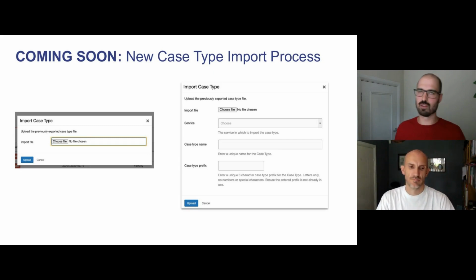This is one of the steps we're taking towards enabling you to work around that problem, but also it would help where you're taking a case type from another customer, from the library, for example, and you want to give the case type a different name and a new prefix.